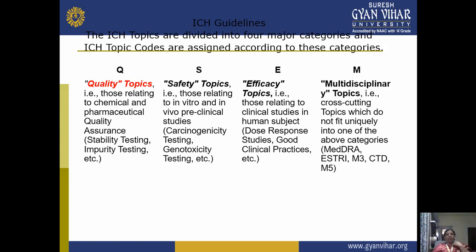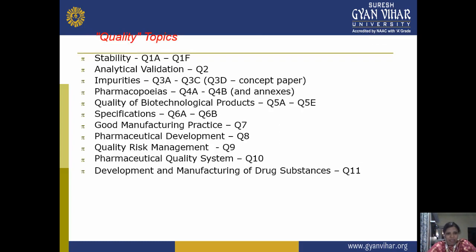Okay, so the main thing is that there are four topics, and you should know all the four topics: QSEM, Q quality, S safety, E efficacy, and M multidisciplinary. Now the main topic in the ICH is the Q topic. Okay, so we always study the Q topic, because Q is related to quality, and in any country, in any place, the main thing is the quality issue, that is the quality topic.